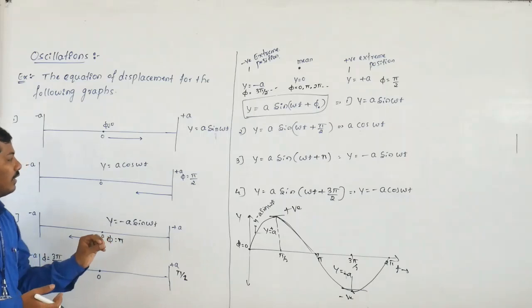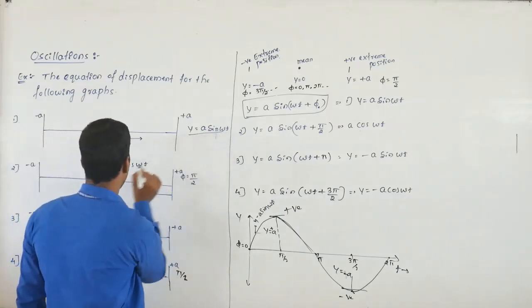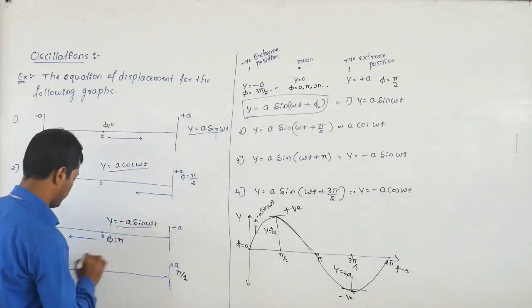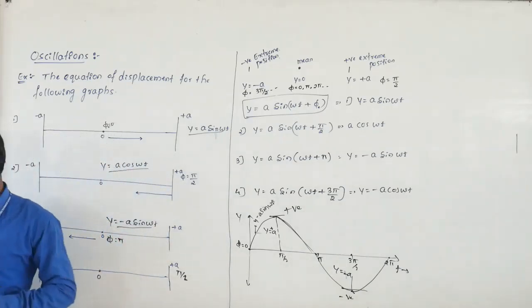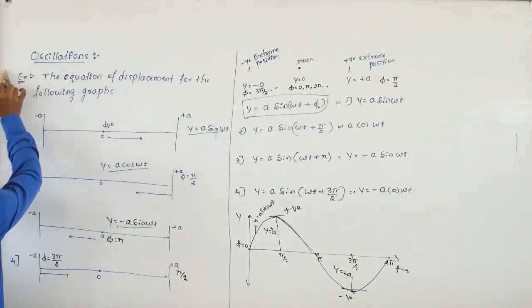Okay, these are the graphs. Using these graphs, we have written the equations of each graph like this. Next, I'll take the next topic, oscillation. I hope you understood this one.